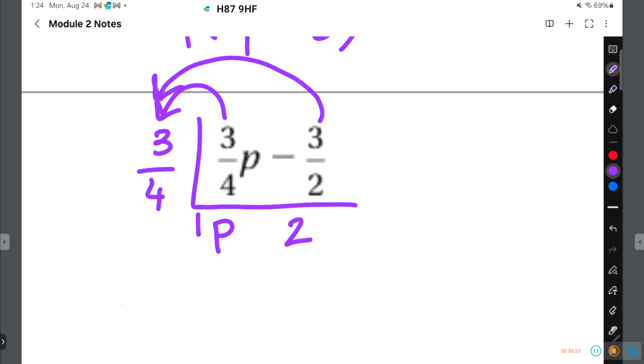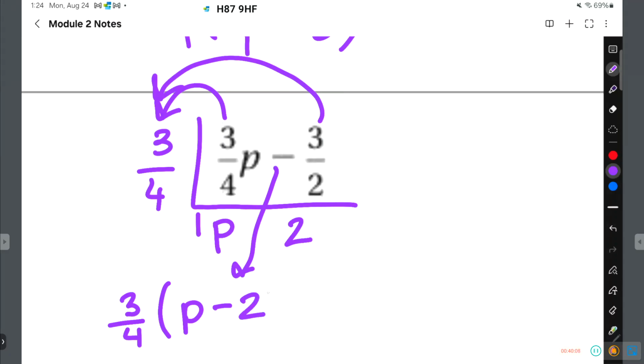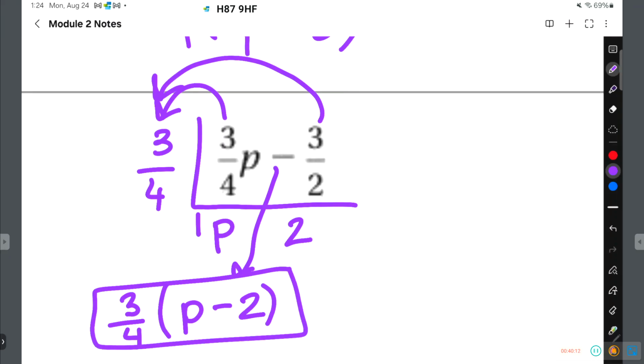So let's drop them in. We have 3/4, parentheses, 1p. What's going to go after the p? Minus, because it has a minus sign, minus 2. Close your parentheses. Ta-da.